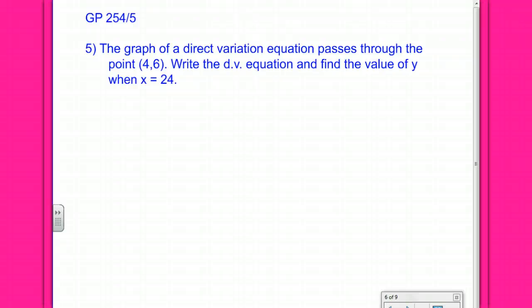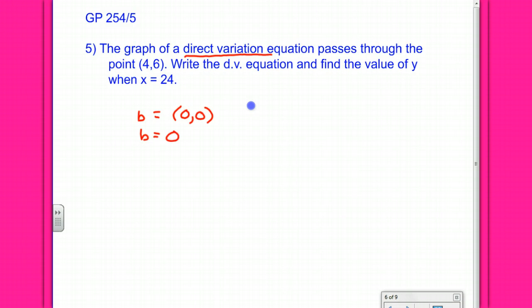So go ahead and pause the video, take it down. Could we graph this equation? Yes, we could, because we know that this is a direct variation equation. So if it is a direct variation equation, what is the y-intercept? It is (0, 0), right? Or we could say b equals 0.